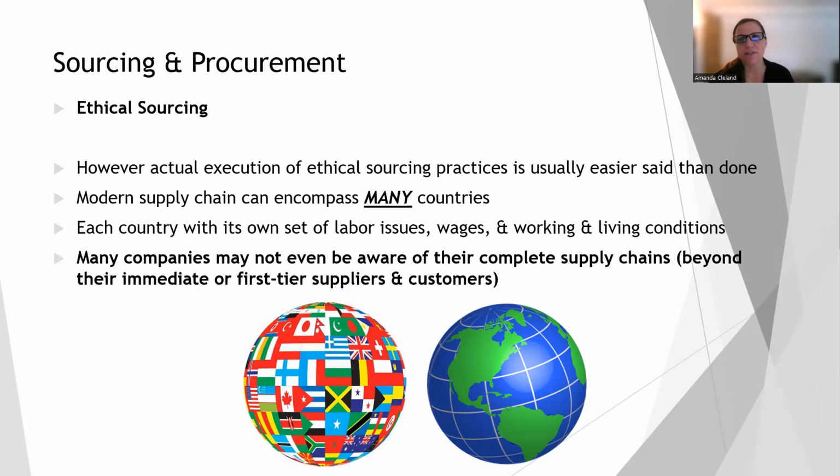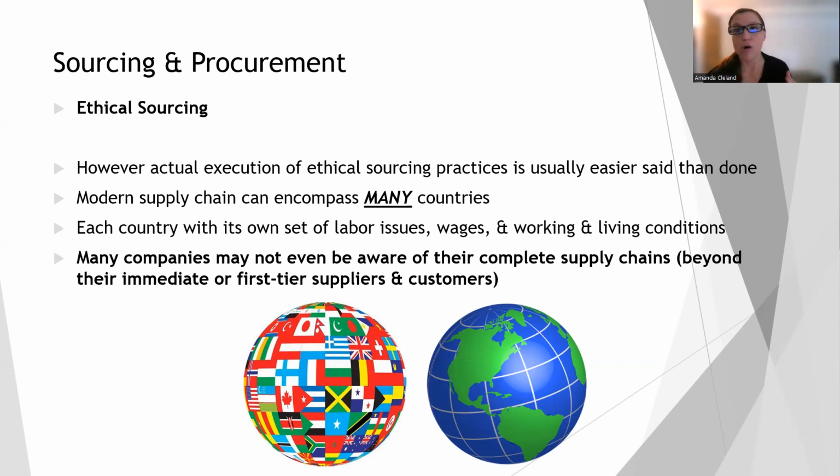Modern supply chains, especially nowadays with globalization, usually encompass many, many different countries. And each country has its own set of labor issues. They've got their own set of wages. They've got their own working and living conditions. And many companies, a lot of times, aren't even aware of their complete supply chains beyond their first tier suppliers and customers. So we don't know our suppliers.